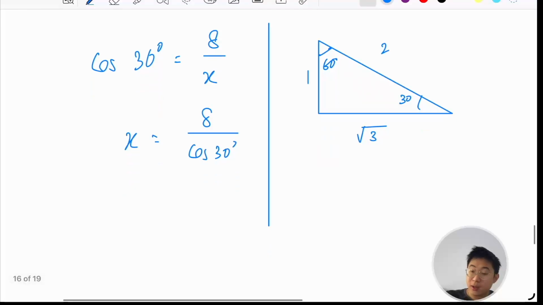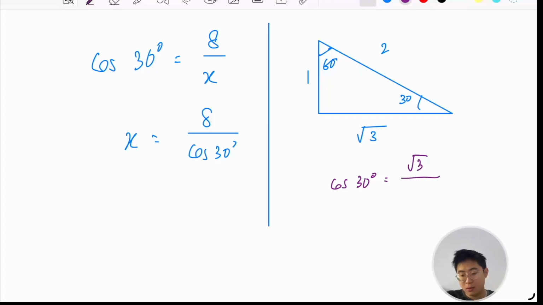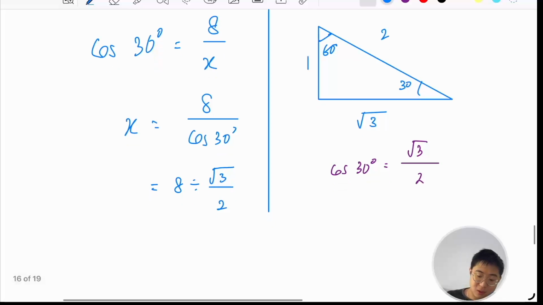So how do we do it? We can get cosine from here. We'll know what cosine 30 is. Cosine 30 will be adjacent, which is surd 3, over hypotenuse, which is 2. So I know what cosine 30 is based on this. And then I can sub it back to my original question on the left. So that would be 8 divided by surd 3 over 2. Okay. Then we'll flip it. We'll have 16 over surd 3.